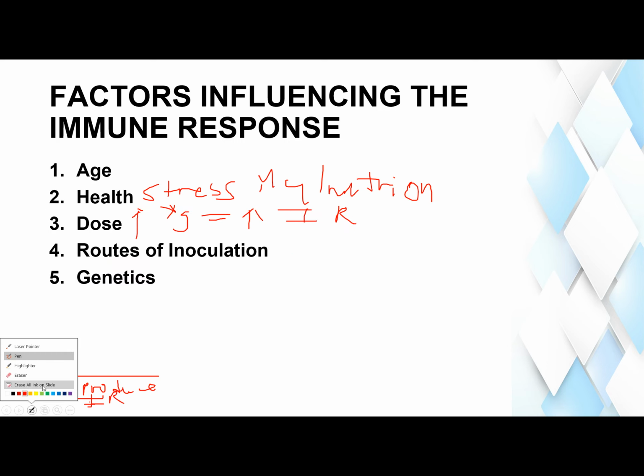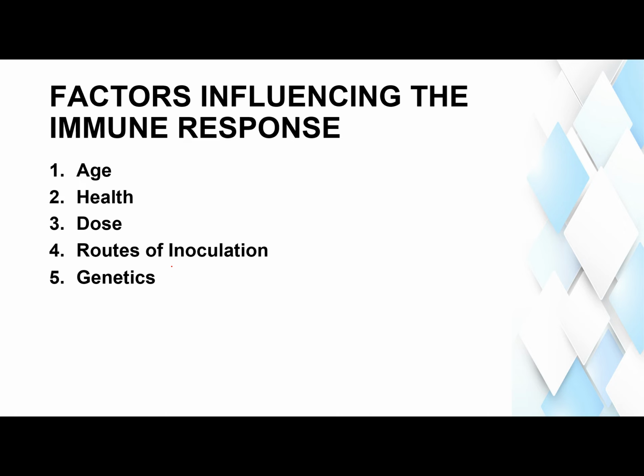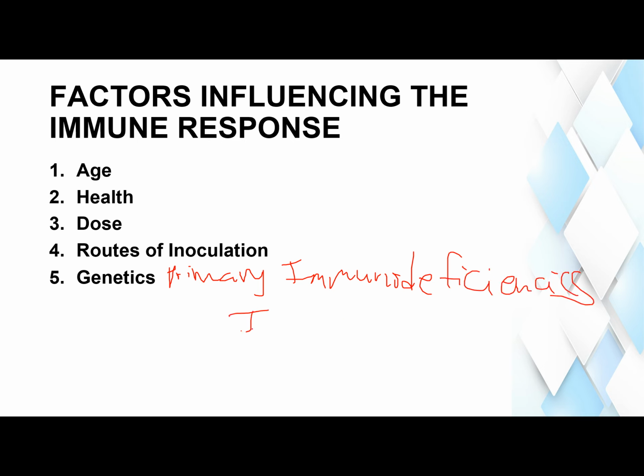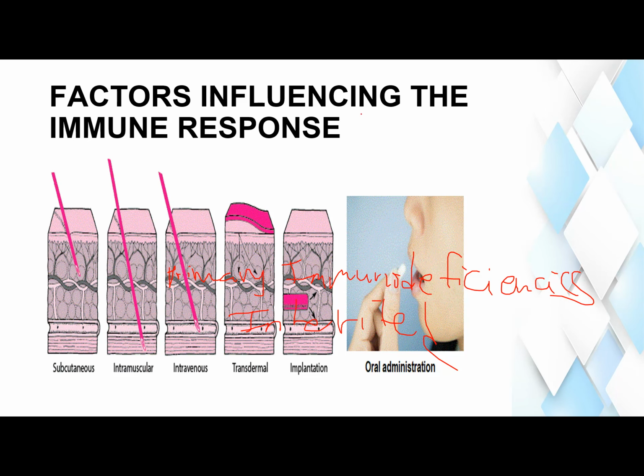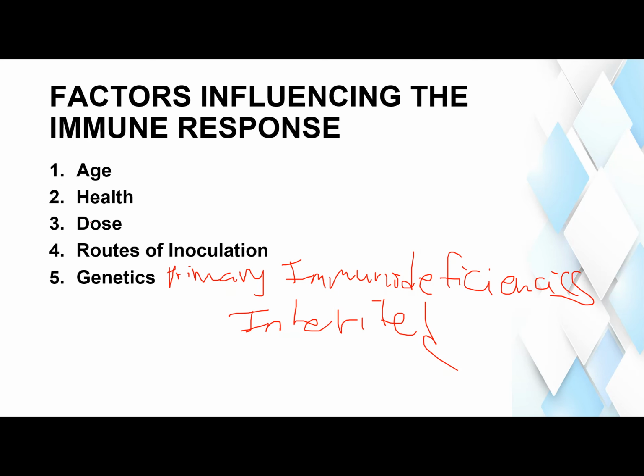Then there's also your genetics. So in genetics, in the finals, we will talk about different primary immunodeficiencies. So there are some genetic diseases. When you say genetic diseases, they are inherited. So we will tackle the inherited disorders that could affect the immune system. So that's the factors: age, health, dose, routes of inoculation, and genetics.